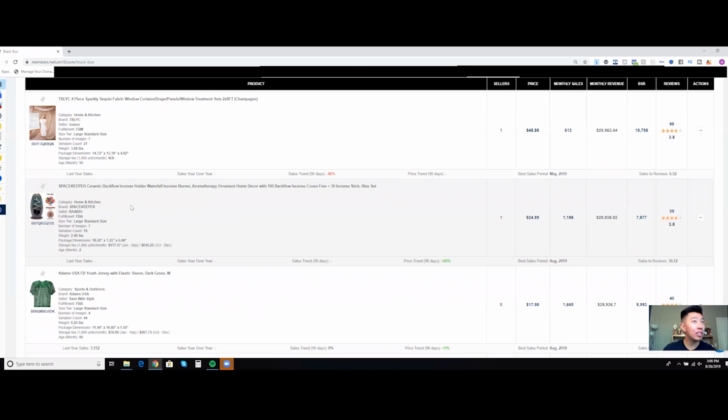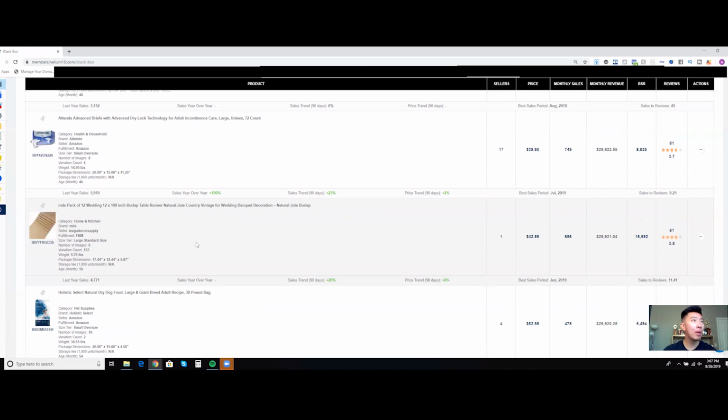Ceramic backflow incense holder, waterfall. You know, this would be a good gift. Gifts are also a really good niche to get into, just because generally you have fewer returns when you're selling gift-like products, because these will be given away, and chances are they won't be returning them. 39 reviews, almost $30,000 in revenue, $25. This is a really good potential product.